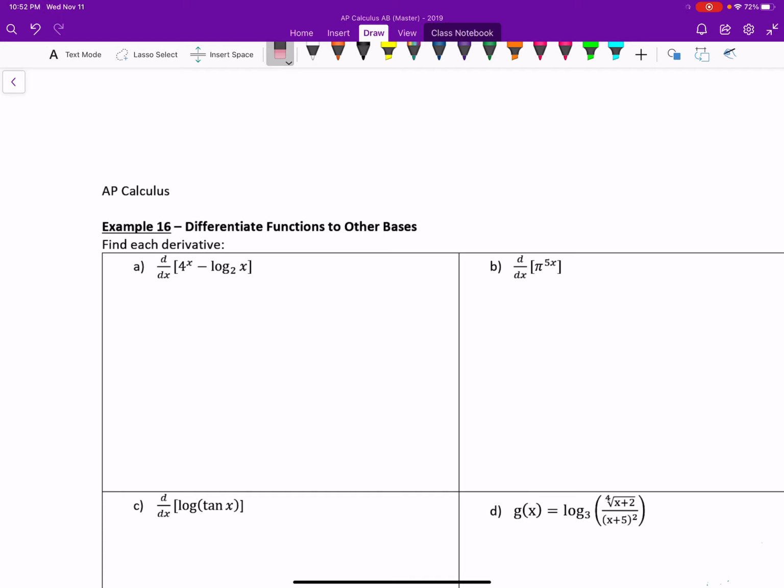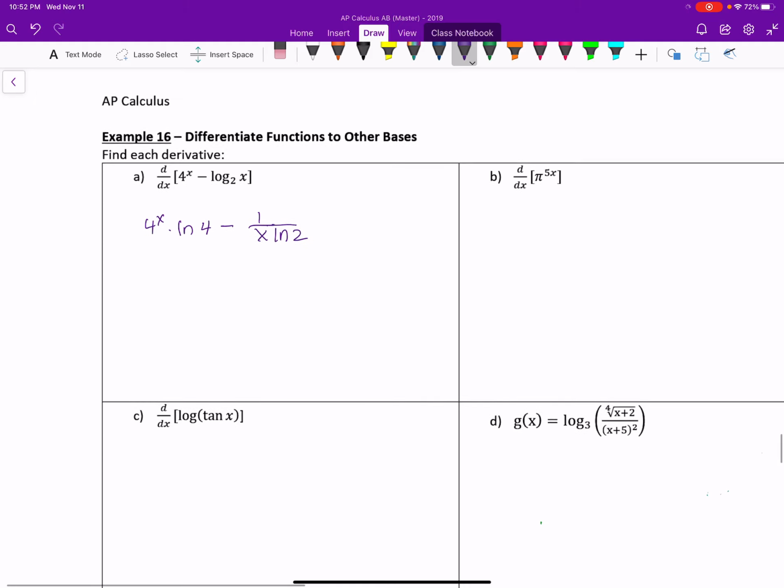So if I'm taking the derivative, oh, we have an exponential, which is itself 4x times the natural log of the base, natural log of 4, times the derivative of the exponent, which is 1. So I don't really need to write the 1. And then it's minus 1 over x, but because the base is not e, it's going to be times the natural log of 2. Okay, done.